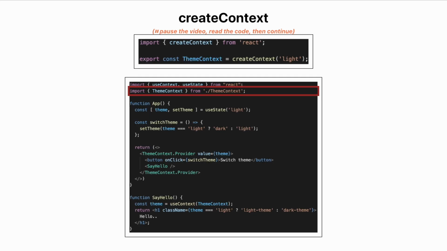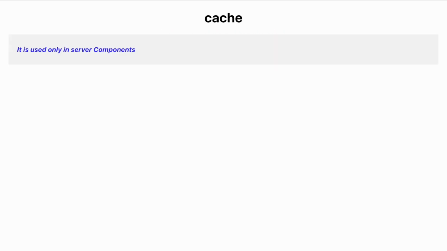So I have to use the same context object throughout the app code, right? Yes, it is better to declare the context object in a separate file and you can import the same object like you import the component. Good idea. When is the cache API used? It is used only in server components. Oh, we are not discussing server components.